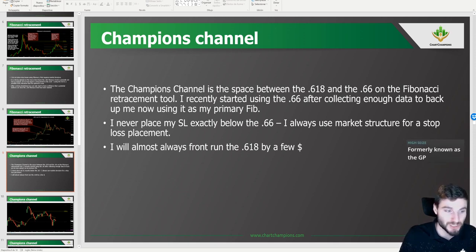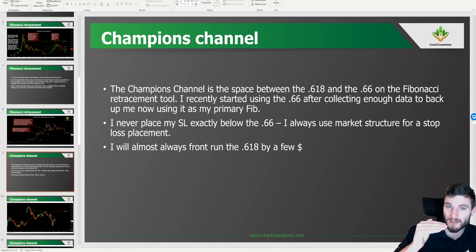I always use market structure for this. And when buying as well, this is just another extra note: I would always place my entries as a front run of the 618. I'm never exclusively buying the 66 on its own either. I would always look to front run the 618, then possibly the midpoint between the 618 and the 66, and then the 66 itself.